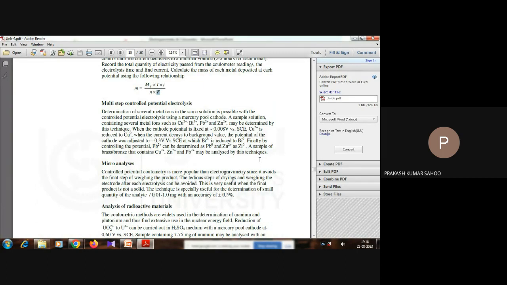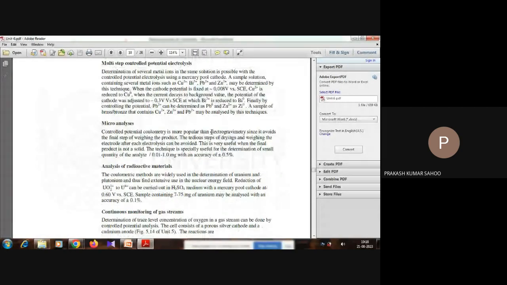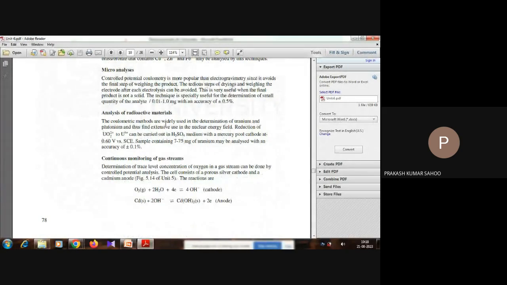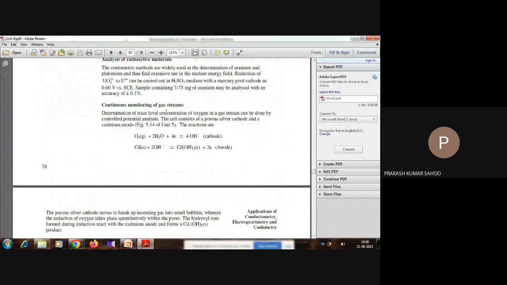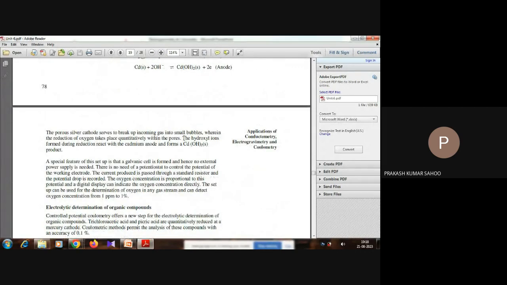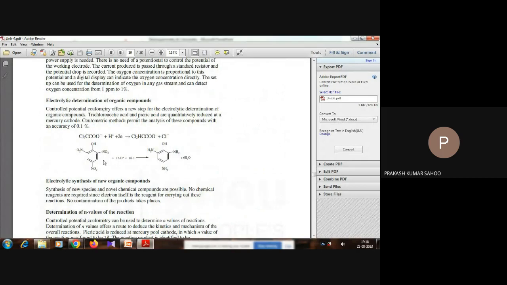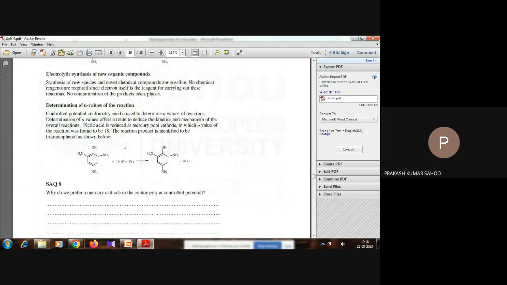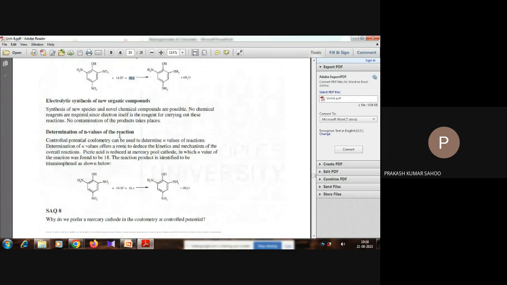Multiple step control depends on the standard reduction potential. Then microanalysis, radioactive analysis, then continuous gas stream. The same things are repeated here. Then this organic compound, picric acid, changes to triaminophenol with n value of 18 electrons. So the n value is written, the same thing written here twice.